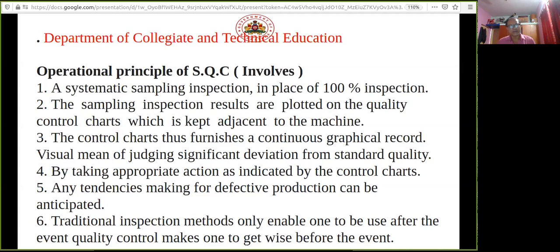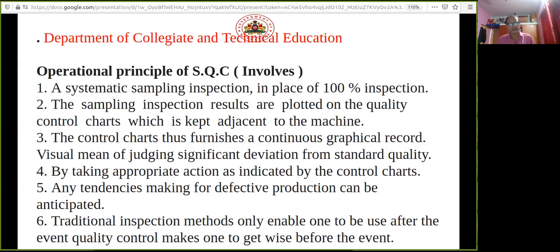The third point says that the control chart furnishes continuous graphical records, a visual means of judging significant deviations from the standard quality. Here we find out if there is any variation. With the help of the charts, during the process, we compare the result of the process with the control charts, and if there are any deviations from the standard of quality, then we control the process. So that is the third point.